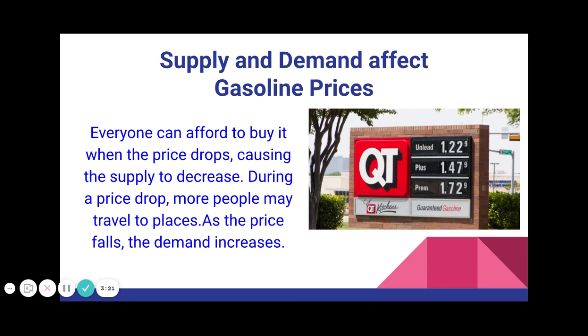When everyone can afford to buy it, that is when the price drops. This causes a supply to decrease. During a price drop, more people are going to travel places because they can afford it. As the price falls, the demand increases. Again, the more affordable it is, the more people want it.